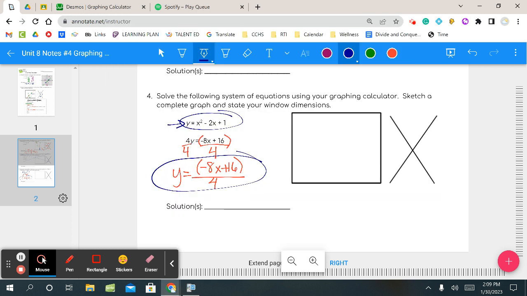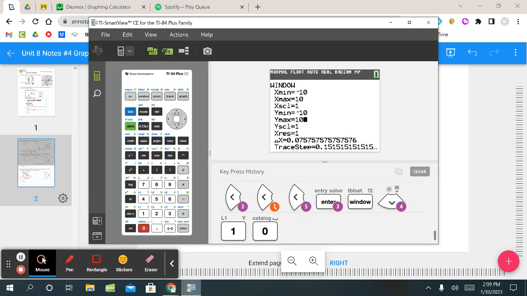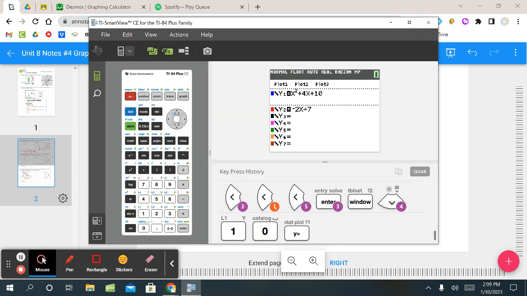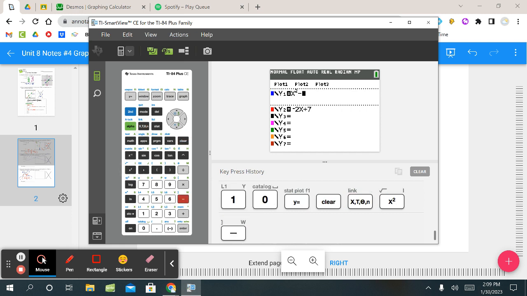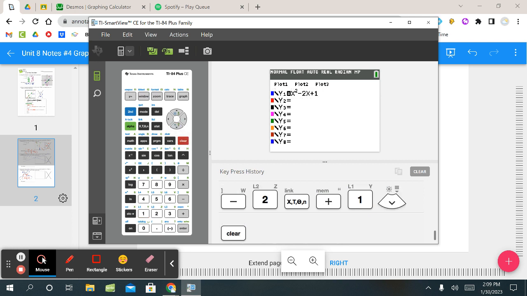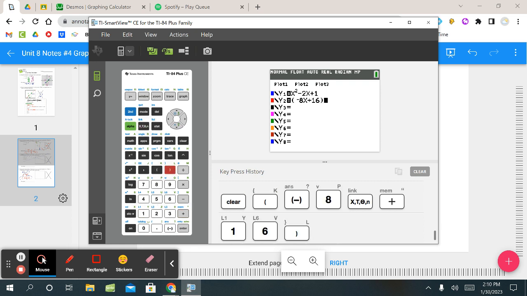Going back to our paper, I'm going to type in my first equation, x squared minus 2x plus 1. So Y equals, clear, x squared minus 2x plus 1. Go down to the bottom, and I'm going to plug in my other equation. So parentheses, negative 8x plus 16, close parentheses, divided by 4. So that is what both of my equations should look like once I get them typed into my calculator.